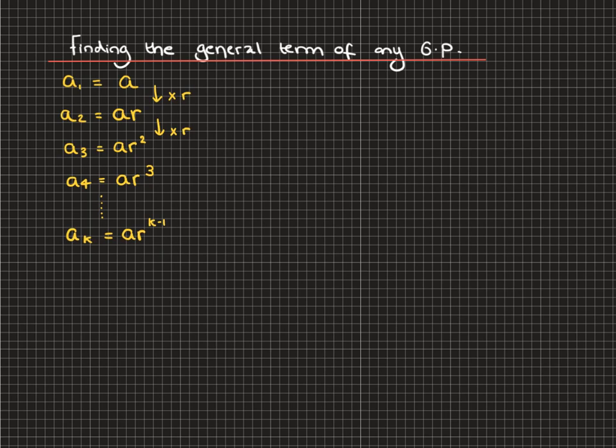Okay, so look very carefully at the pattern here. This gives us a very useful result which will allow us to find the general formula for any GP. So let's take a look at the examples that we had previously. We had the geometric progression 2, 6, 18, 54. Now we can see that the first term A equals 2. The common ratio R is equal to 3, so we can say that AK is equal to 2 multiplied by 3 to the power of K minus 1. And that's as simple as we can write it.